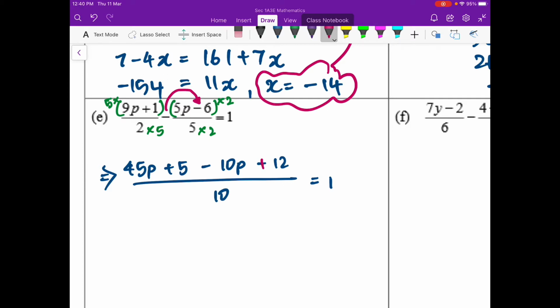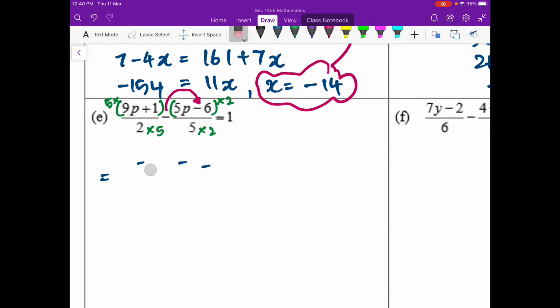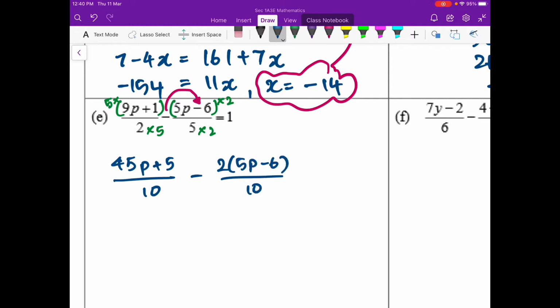And this is exactly the reason why I don't want you to skip the previous step. Because such mistakes are very likely to be made. So if you don't skip a step, what actually does our working look like? It will look like this. Okay, so 45p plus 5 over 10. So here we have minus 2 times of 5p minus 6 over 10 equals to 1. This is without skipping a step.